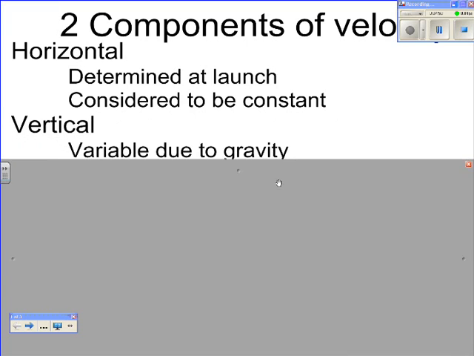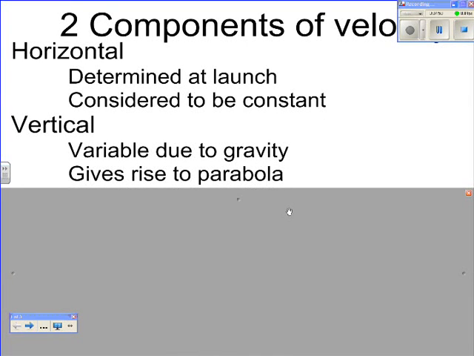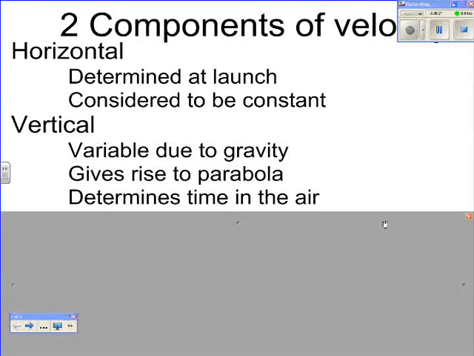Vertical motion comes from gravity, and it gives rise to the parabola. A trajectory is always a parabola type shape. It's not circular. A parabola is going to increase and go faster and faster downward. Vertical also determines how long it's in the air. If I fire horizontally, it can only be in the air until it hits the ground. It's going to fall as if I dropped it.